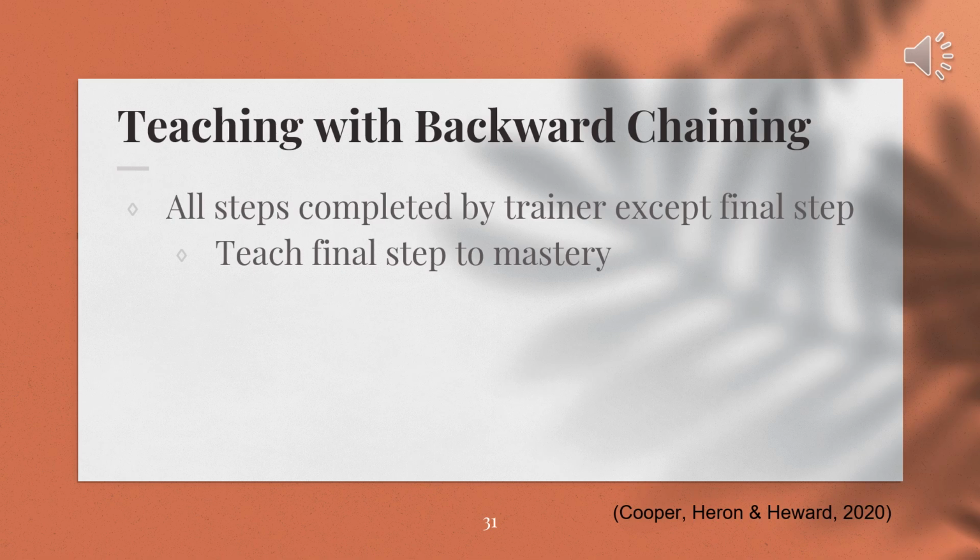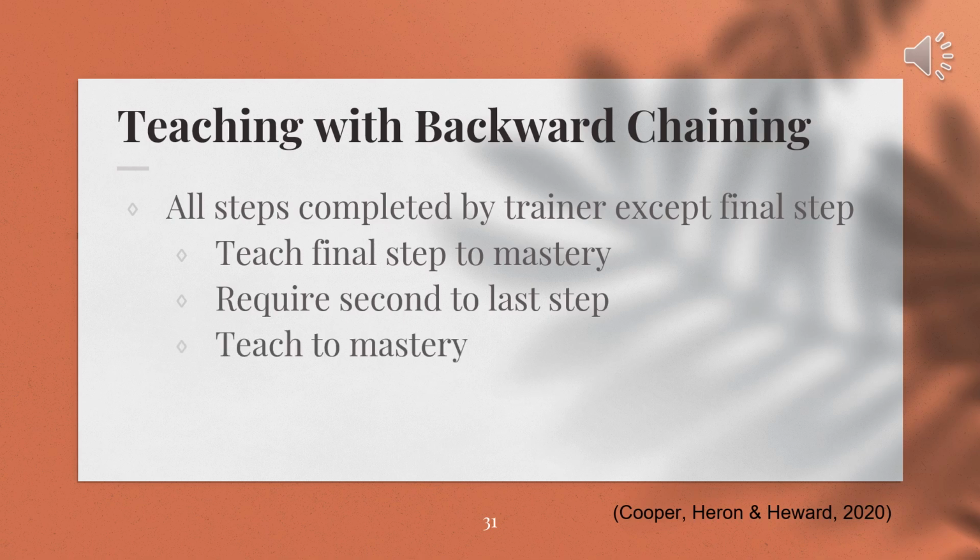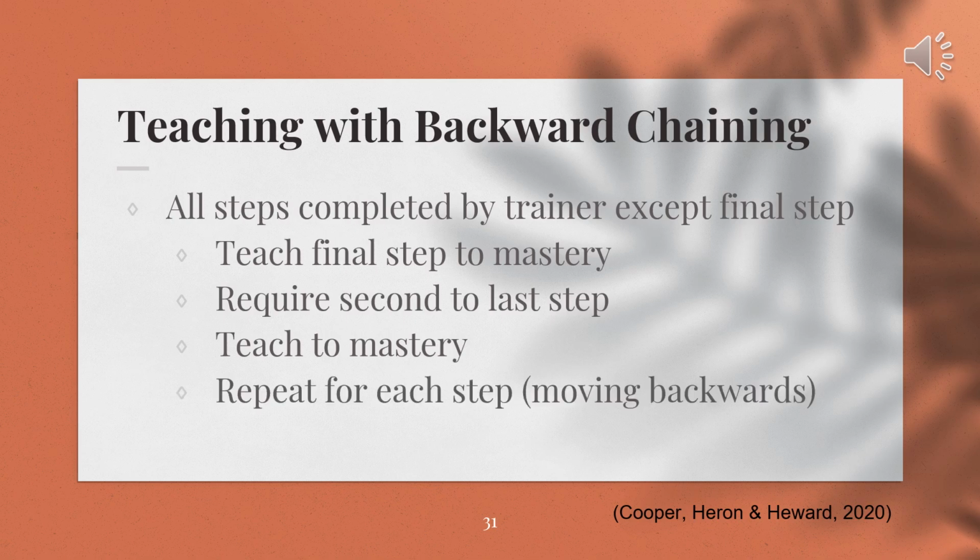Next, complete all steps for the client except the last 2 steps, allowing the student to now complete the second to last step. Prompt as necessary with this step. Prompts will be faded until the second to last and last step are now completed independently. Reinforcement is delivered only following both of the final 2 steps. This process is continued with the addition of preceding steps until the client is able to complete all steps in the behavioral chain. Now we're going to watch a video example of backward chaining.